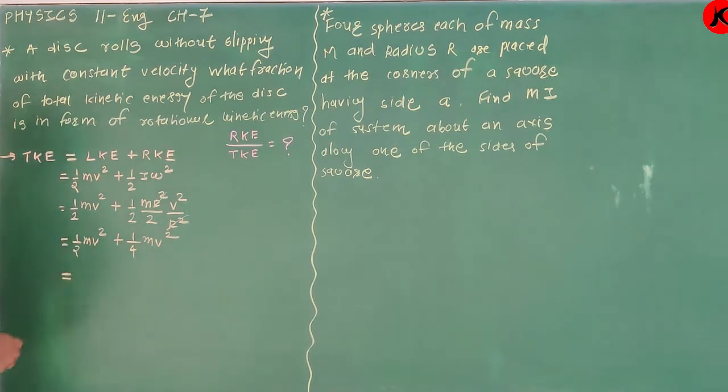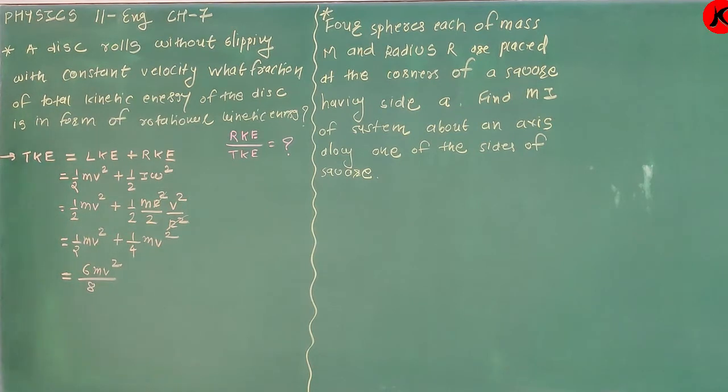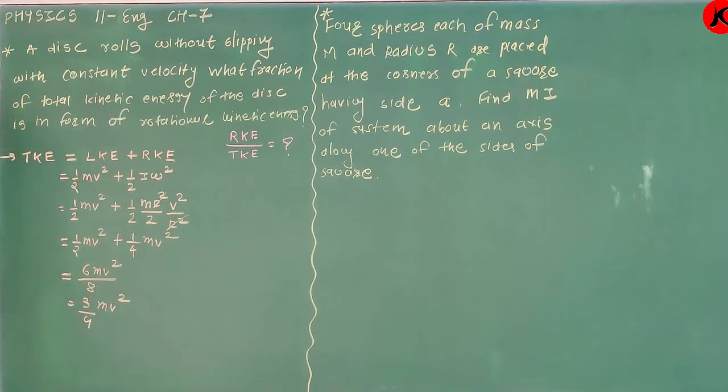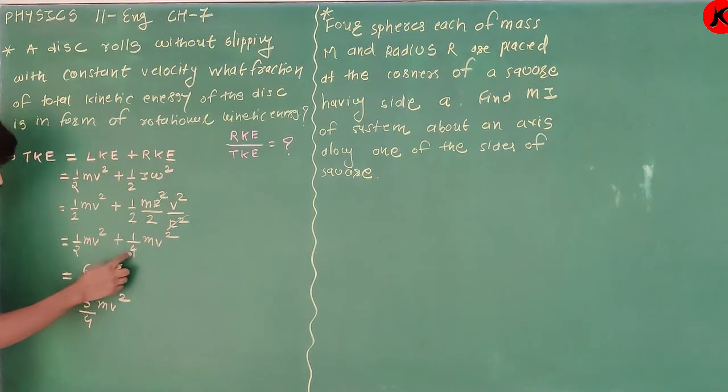Now how to find the sum? If you take cross multiplication, that is the method. So it is 4 mv square plus 2 mv square, which means 6 mv square divided by 8. So you can also write this as 3 by 4 mv square. Yes or no? Yes, it is 3 by 4 mv square. Clear? 4 mv square plus 2 mv square is 6 mv square, 4 into 2 is 8, 3 into 2, 4 into 2, so it is 3 by 4 mv square. So what is total kinetic energy? It is 3 by 4 mv square.